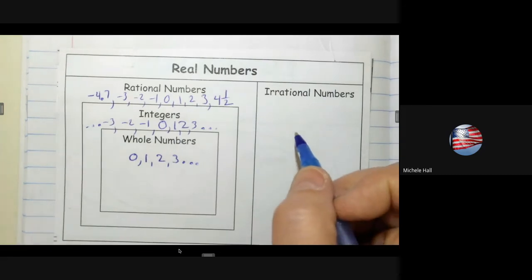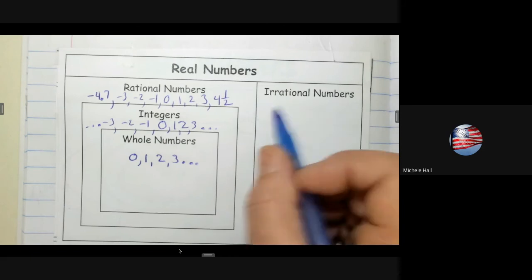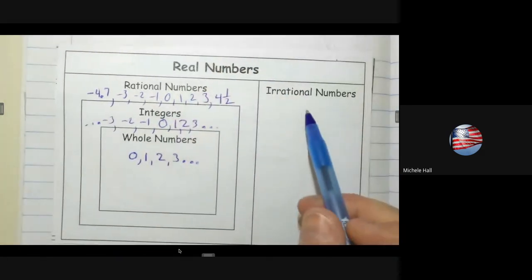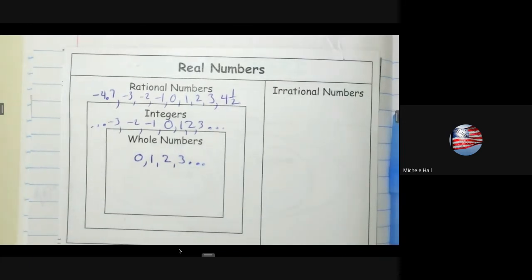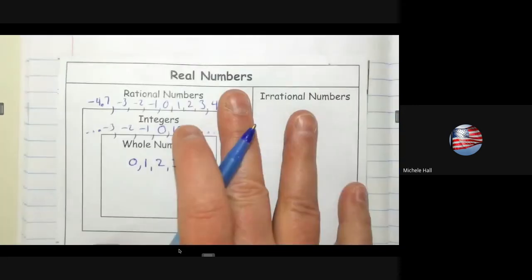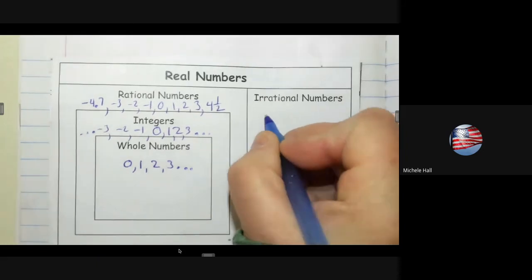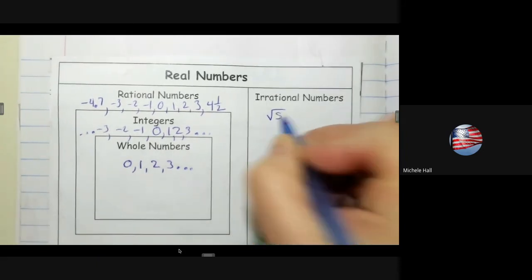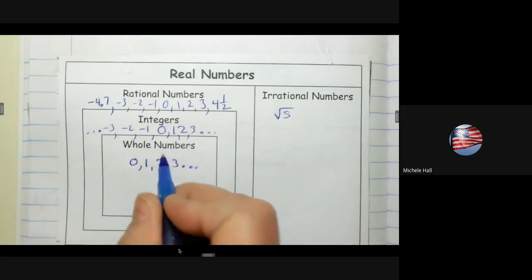Irrational numbers are numbers that don't repeat, don't end. Irrational numbers are decimal numbers that don't repeat and don't end. Irrational numbers are non-perfect squares, like the square root of 5. That means that perfect squares would be over here. Perfect squares could be in the whole numbers.